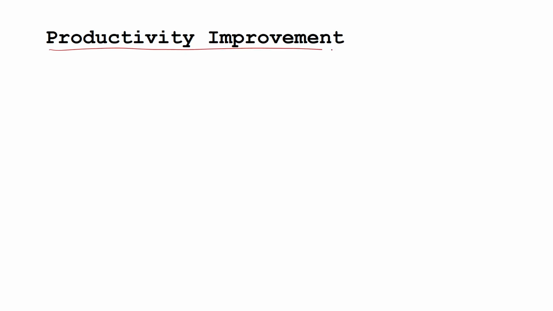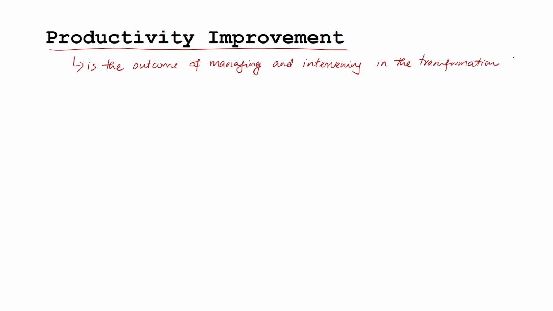Okay. So what is productivity improvement? It is the outcome of managing, now comes the keyword, managing and intervening in the transformation process. Okay. So you are managing and intervening in the transformation process, that is the idea here. I told you what the transformation process is, it is from inputs to outputs, we have already seen that here.